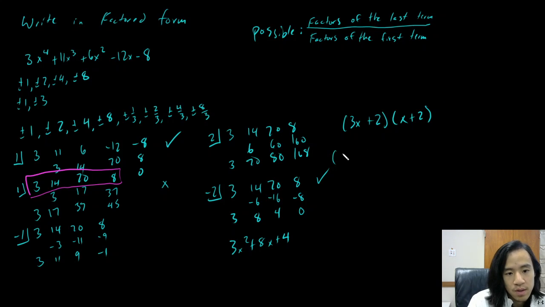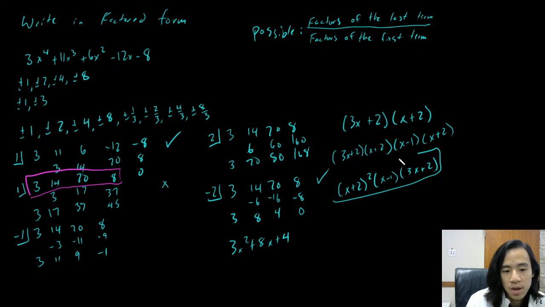So if we want to write this in factored form, let's go ahead and write these again. And then we have to write these as factors. If we have a root of 1, this is going to be x minus 1. And we have a root of negative 2, so this is going to be x plus 2. Since we have two x plus 2's, we can say that this is x plus 2 squared times x minus 1 times 3x plus 2. And that is going to be your answer.